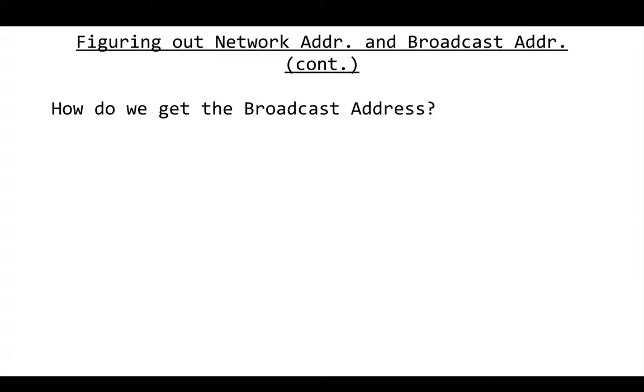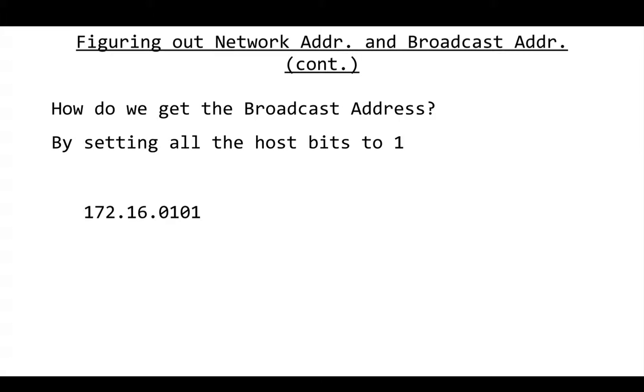Now we ask the question, how do we get the broadcast address? And the answer is by setting all the host bits to 1. So if we look at this in decimal and binary, in the network portion we have 172.16 dot, and the first half of that third octet is the network portion, so we have 0101. And now what we have to do is set all the remaining bits, specifically the host bits, to 1. So that is our broadcast address.